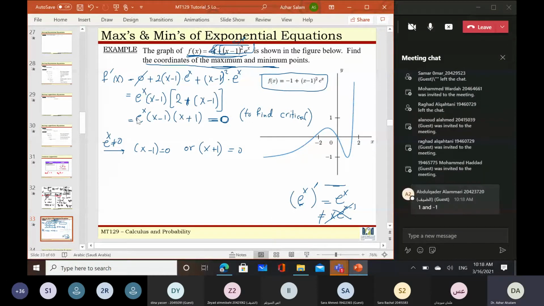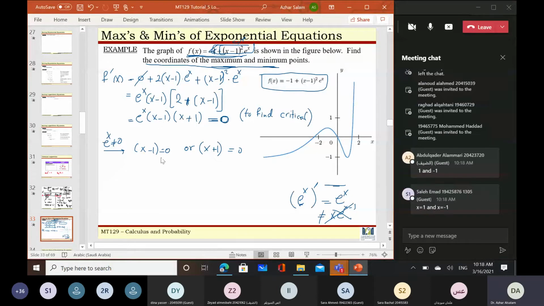Is that clear? I said the derivative equals zero, which means that the three parts multiplied together, each multiplied here together, equal 0. This is 0 or this is 0 or this is 0. But the exponential function is not equal to 0 at all. It's always positive. So only these two brackets are equal to 0. So either x equals 1 or x equals minus 1. These are the critical points.